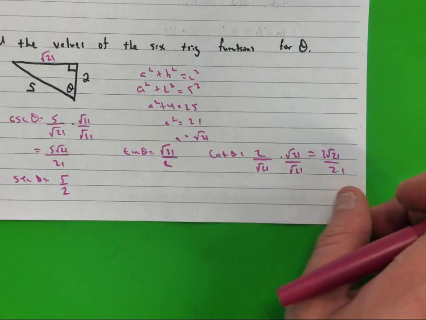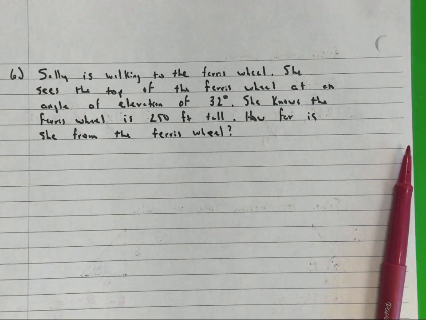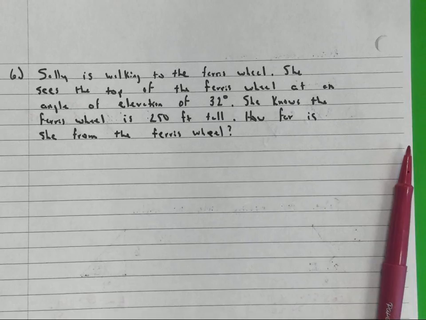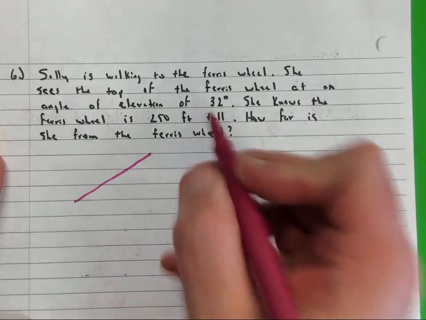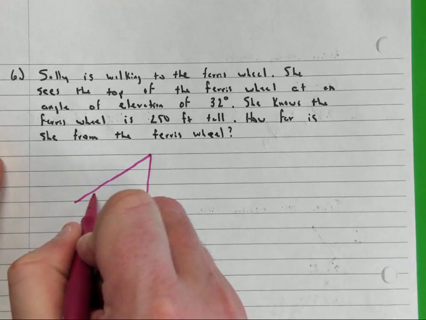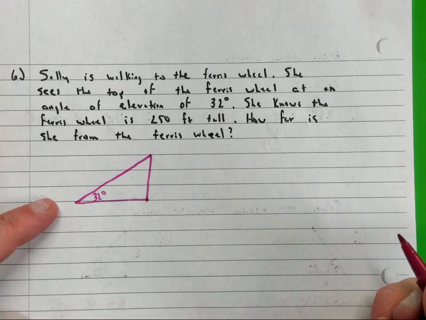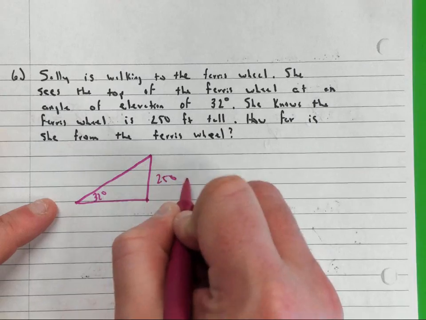Alright, we're good on that one? We got a word problem about Sally at the Ferris wheel. She's walking to the Ferris wheel, and she sees the top of the Ferris wheel at an angle of elevation of 32 degrees. So here's Sally. She sees the Ferris wheel right there at 32 degrees. Here's the Ferris wheel. She knows the Ferris wheel is 250 feet tall.